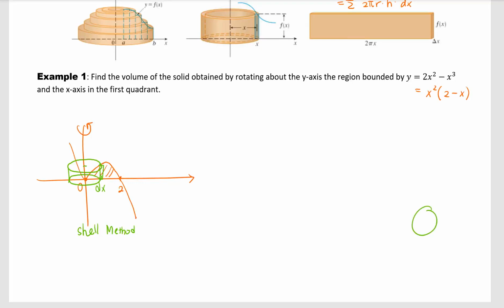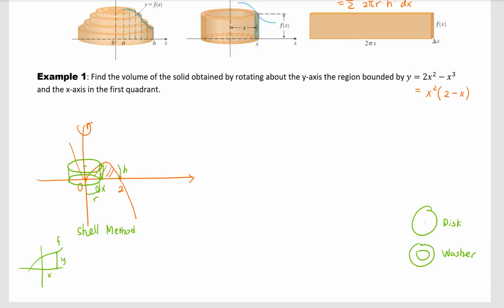If you get one circle, that is the disc method. If you get two circles, that is the washer method. But if you get a cylinder, that is the shell method. Well, cylinder, then you talk about the radius and height. So always remember, given any functions, vertical distance is the y, horizontal distance is the r.